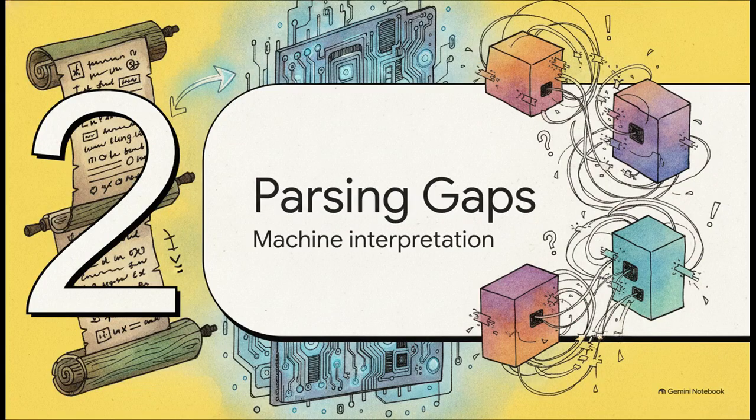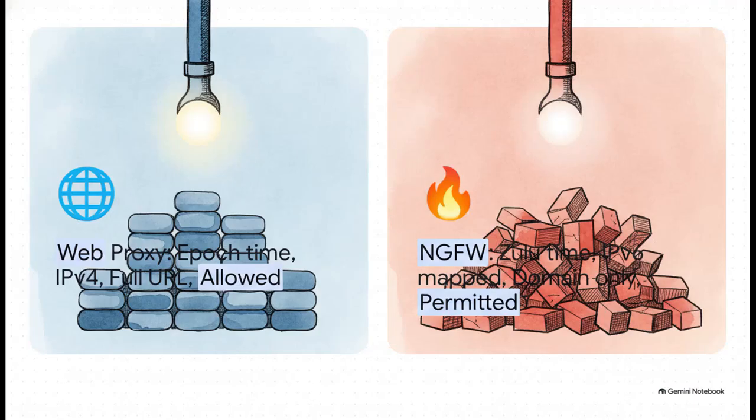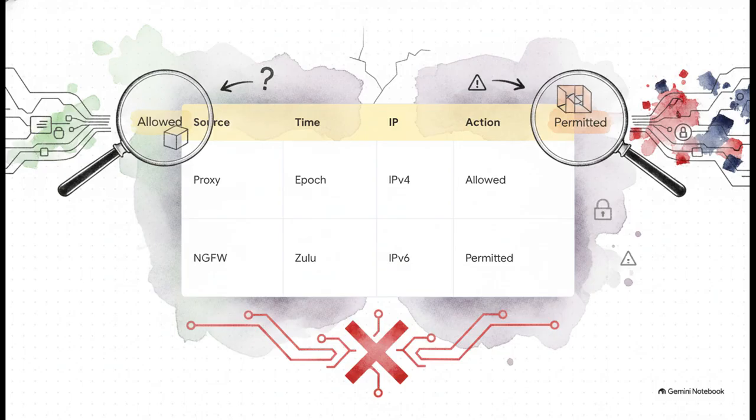Which brings us to Section 2, Normalization and Parsing Gaps. Machines can easily misinterpret identical events. Let's contrast this with a really great example from SOC Prime. Say a user visits a malicious site. The web proxy logs it using epoch time, an IPv4 address, the full request URL, and labels the action allowed. But then, the next-gen firewall logs that exact same event using Zulu time, an IPv4 mapped IPv6 address, just the top-level domain, and labels the action permitted. It is the exact same event, but entirely different data strings. When you put those discrepancies side by side, the magnitude of the problem is just glaring.